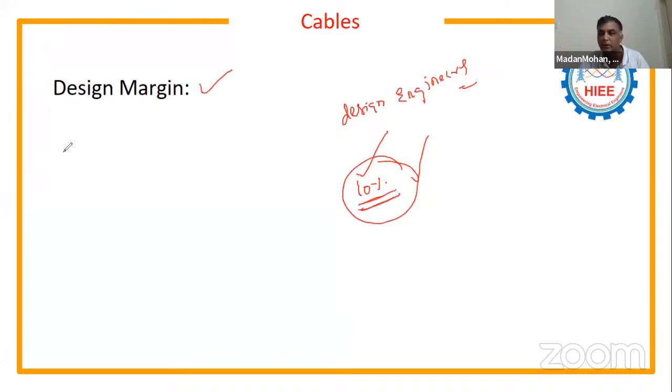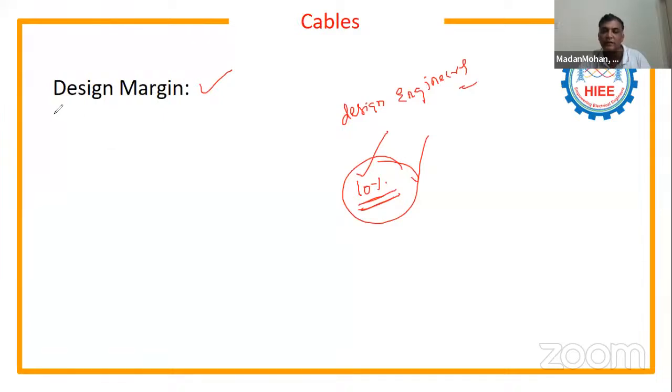Design margin is purely for the safety of design engineers, whoever is doing the sizing calculations. Because if your cable size is on the higher side, it's okay, no problem. But if the cable size is underrated, then what happens when your load is running under full load condition? Then peak current is flowing through the conductor, your cable will get damaged. Then consequences would be very severe.